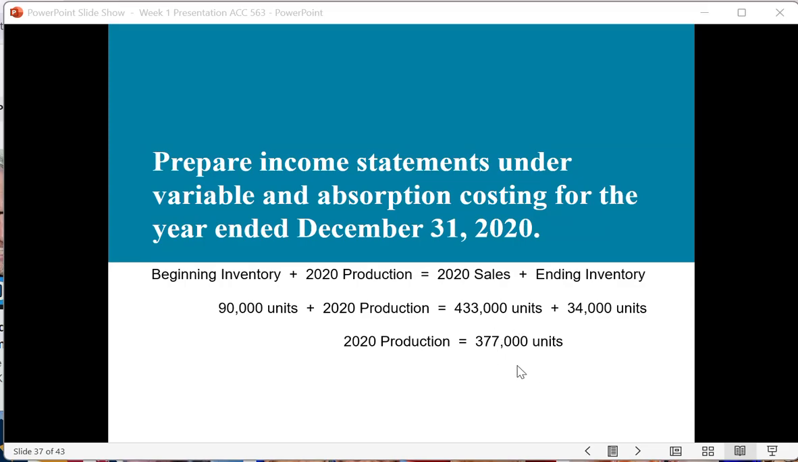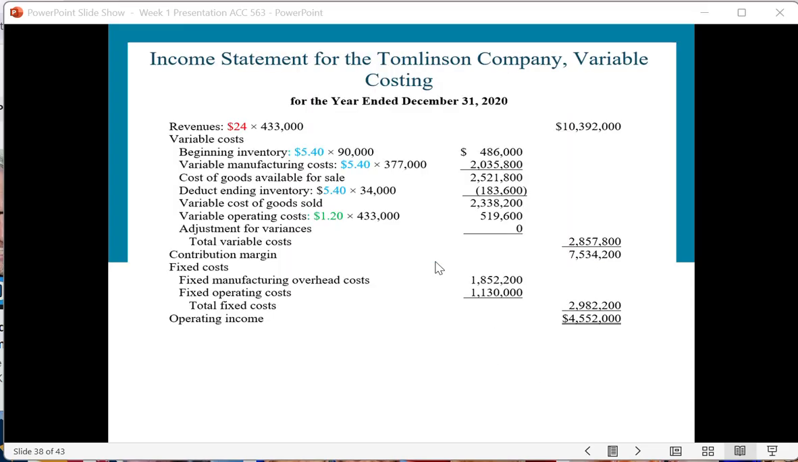Full production is usually what we're backing into. So we produced 377,000 units. Okay, so variable costing. Revenue, $24 at the 433,000 we sold. Okay. Beginning inventory is $5.40 times 90,000.